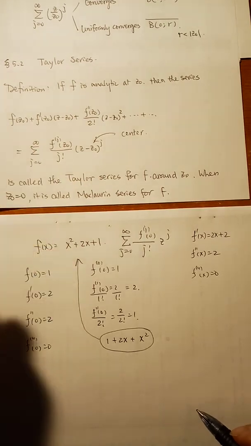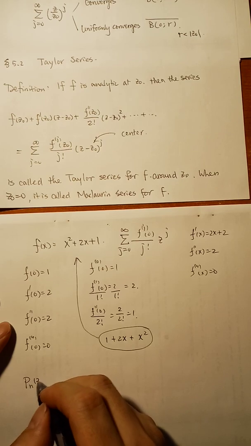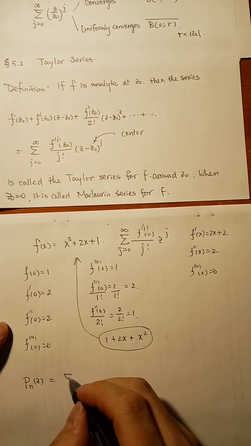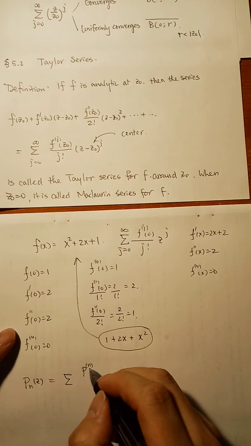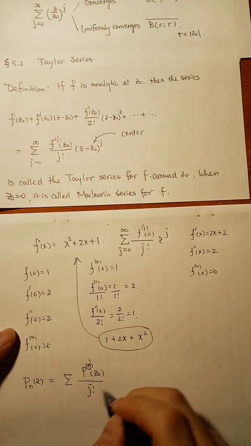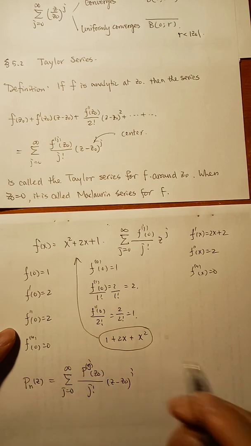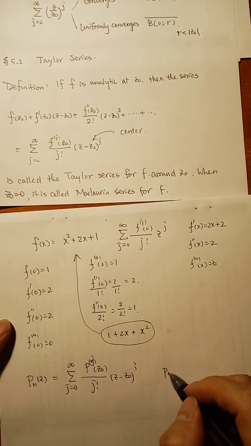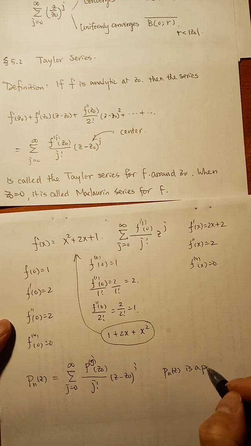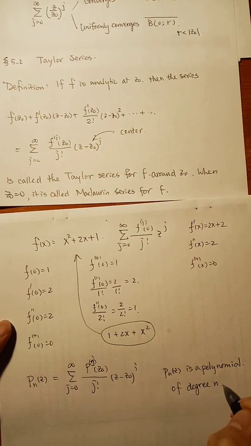That's all. This is not a special case. This is a general case. Whenever you have a polynomial, it is always equal to its power series, the sum of the j's derivative at Z0 over j factorial times Z minus Z0 to the j, from 0 to infinity. And for the polynomial, P_n a polynomial of degree n, this Taylor series is a finite sum.